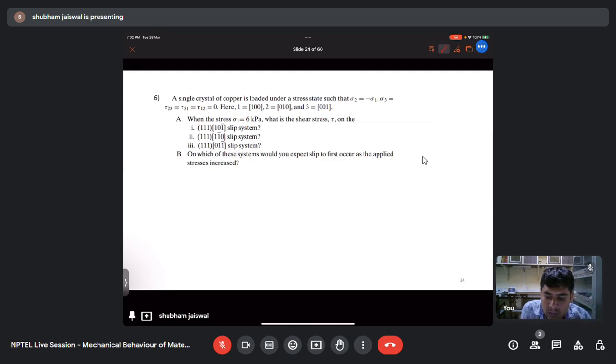Let's try to answer it, guys. I'll give you a hint. Here 1, 2, 3 are given as 100, 010, 001. So these are the loading directions. Now you have the loading directions, the normal to the plane and the slip direction, so you can find out phi and lambda. If you find phi and lambda, and sigma is given, then sigma cos phi into cos lambda gives you the shear stress. So I have given you the hint. Now just try to solve it.